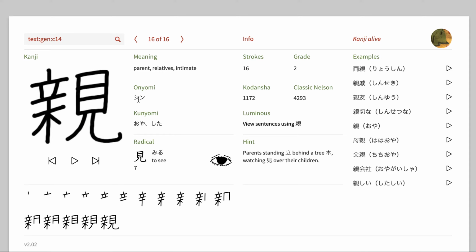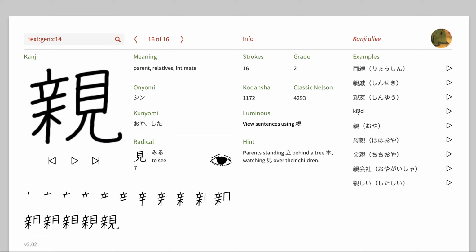The onyomi is shin. It's like the shin of ryoshin. Oya is a word for parent, and then the shita of shitashi, which means close or intimate. So we have ryoshin for parents. Shinseki is a word for relative, as in related family relative, not theory of relativity relative. Shinyu, which is this character plus the tomo of tomodachi, is a close friend, an intimate friend.